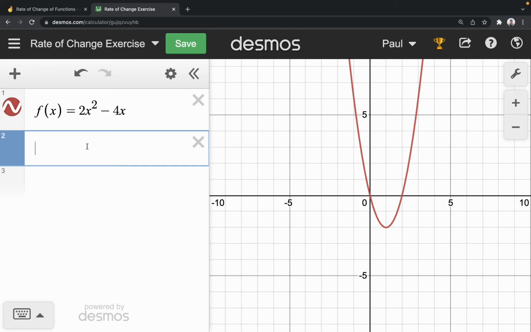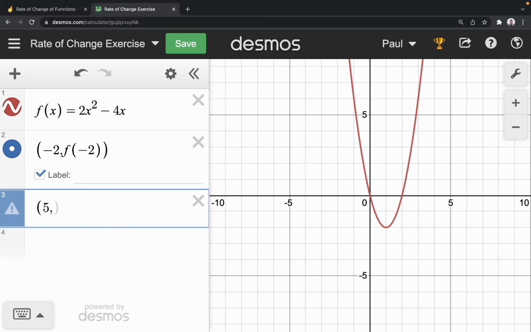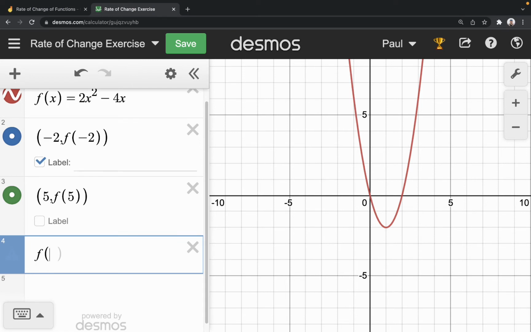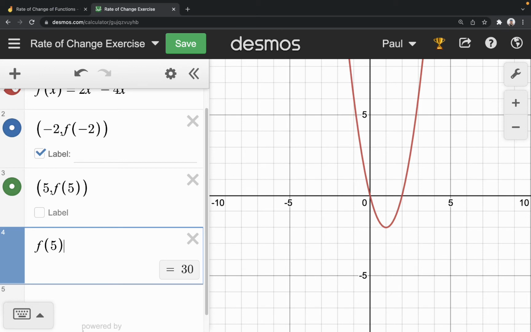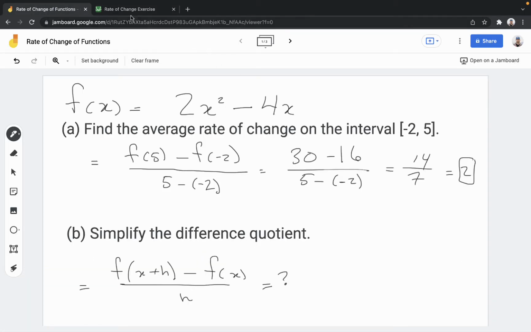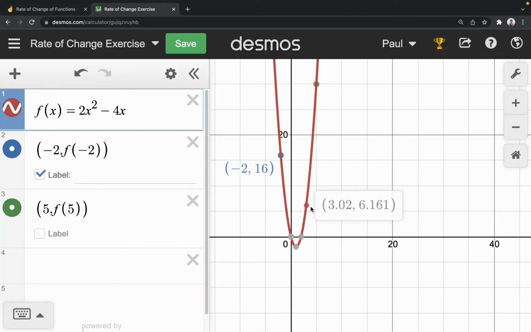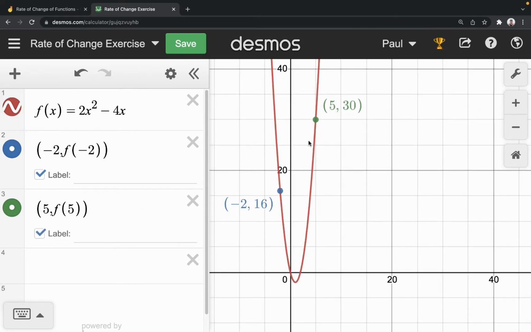So I'm going to put points on the graph to visualize that. I've got -2 for x and then f of -2 for y. This is exactly what a function does, it finds the y value of the coordinate. Then I can do 5 and f of 5. You could evaluate those without creating a point, which would be easy to do as well, to get the 16 and the 30 that I have there. But I like to even visualize it. So I'm going to zoom out, scroll back, and put the label on both of those points.